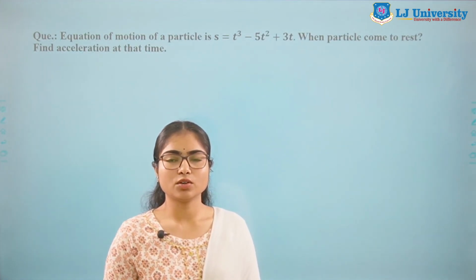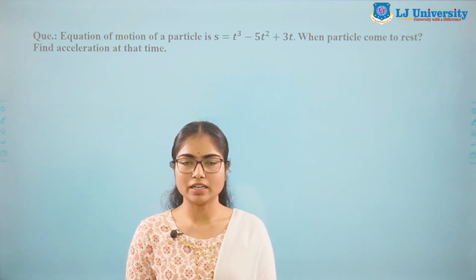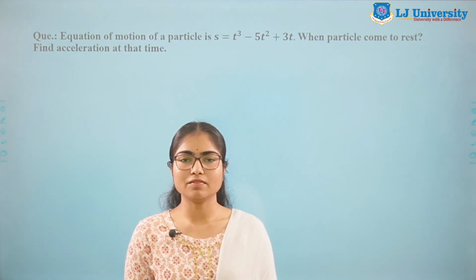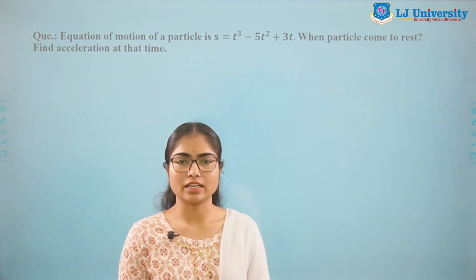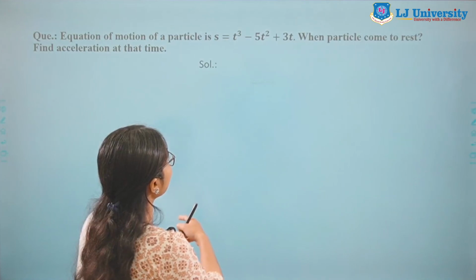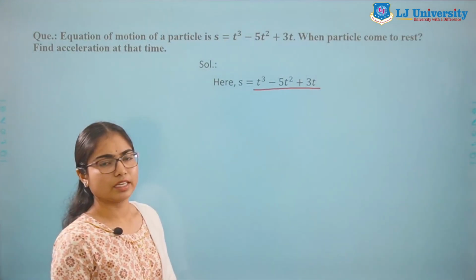So here we know that when the particle comes to rest, there is no motion in the particle. So at that time its velocity becomes 0. And when velocity is 0, we have to find the acceleration at that time. Let's start with the solution. Here we have given s = t³ − 5t² + 3t.